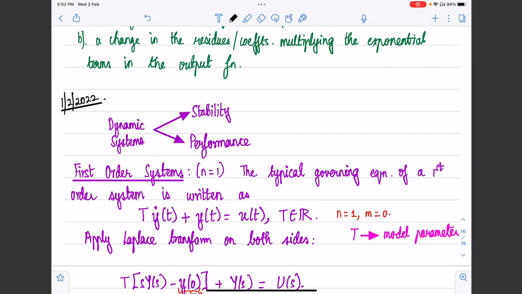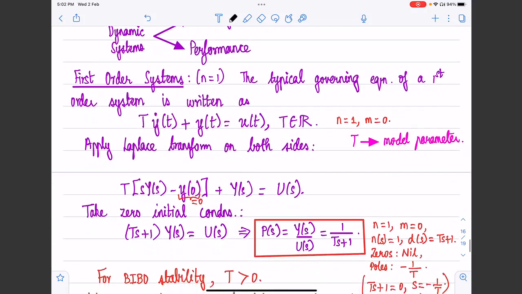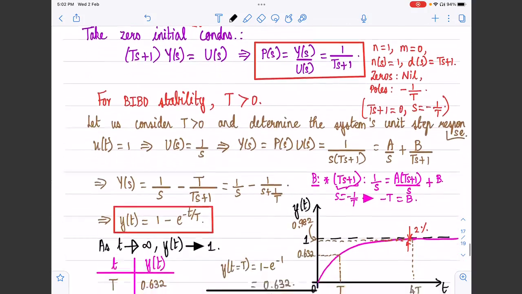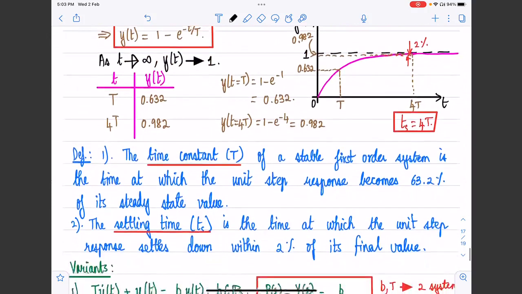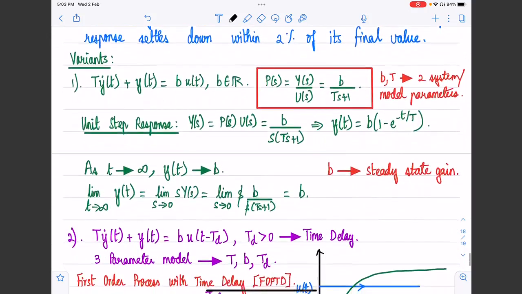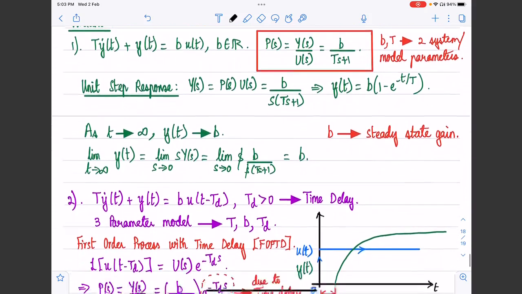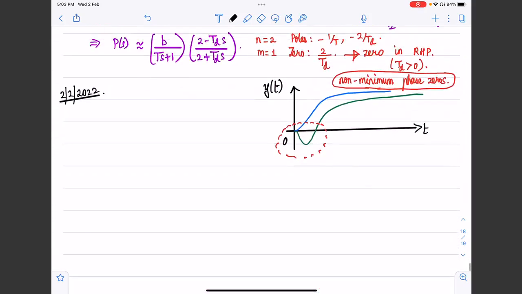So in the previous class, we looked at first order systems. We considered the typical governing equations of first order systems, and then we derived the transfer function, identified what is called the time constant, saw what its definition is and what the consequence of the time constant is, and based on that, how we can get settling time to be 4 times the time constant. We also looked at variants of first order system, including the one with time delay and how it can be approximated, right? So that's where we stopped in yesterday's class.